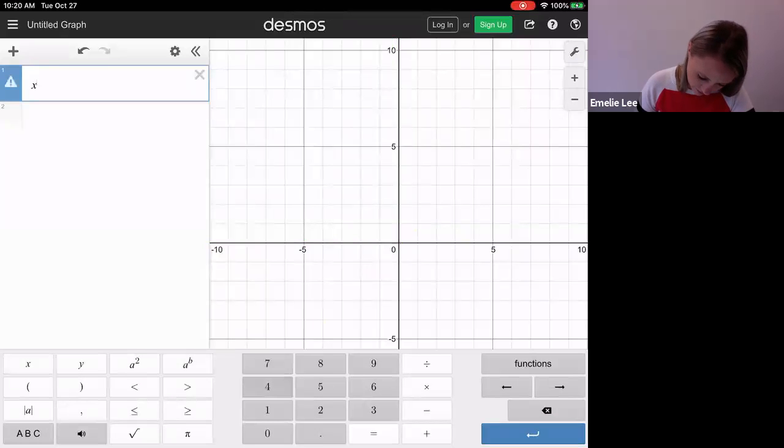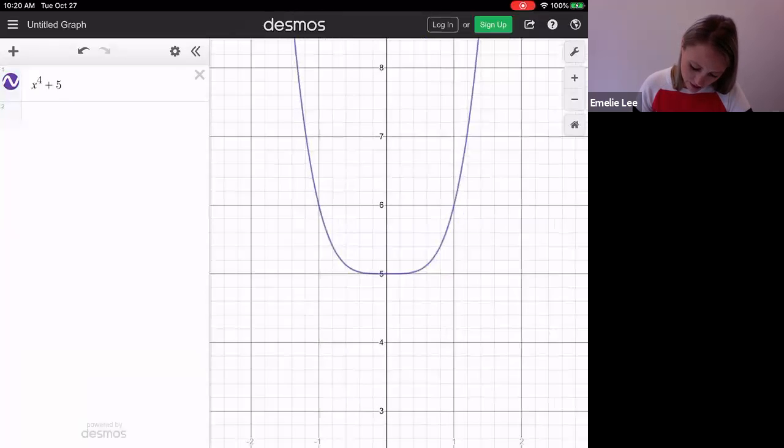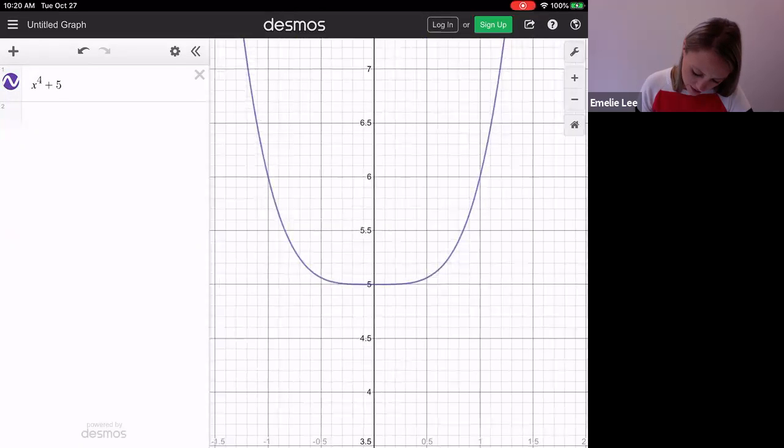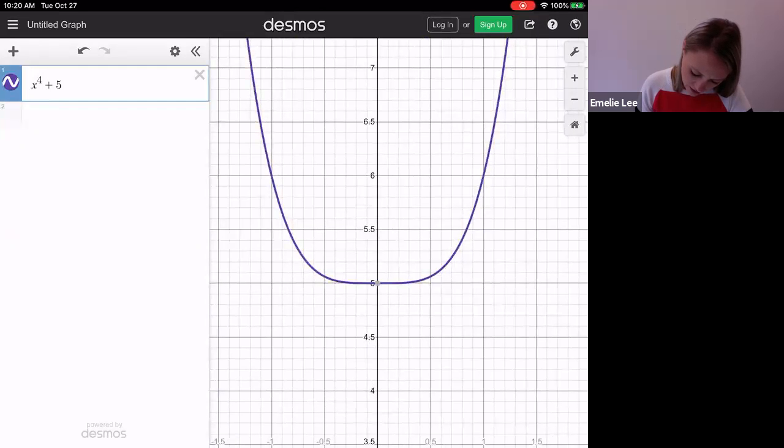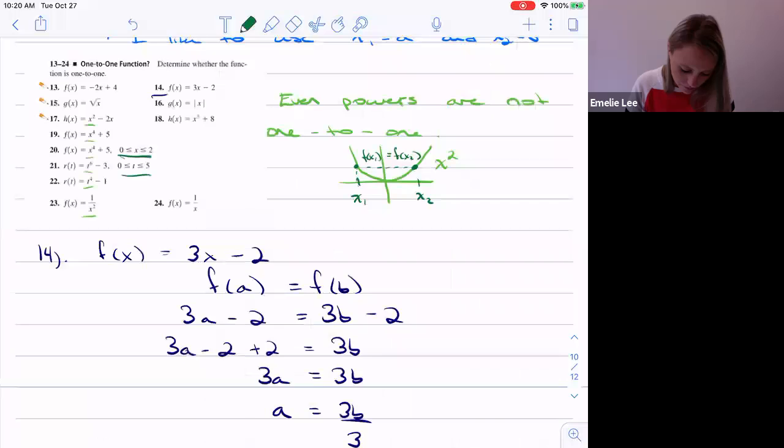X to the power of 4, and then step it down, plus 5. Okay, so here, it doesn't look good if I wanted to have x equal to 1. I get an output of 6, and here, same thing. If I have x equal to negative 1, I get an output of 6 again. So it's not one-to-one overall, but let's look at the range that they've given us.